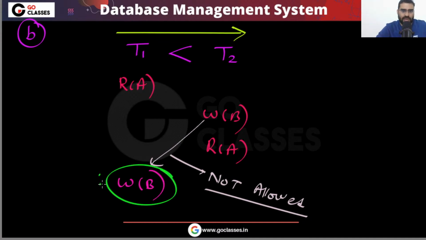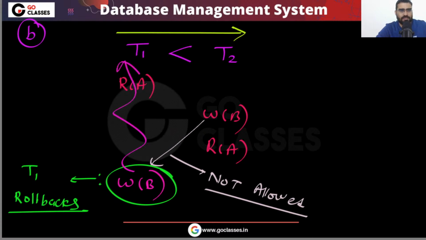So at this point of time, what will happen? You can see that T1 rolls back. T1 will roll back here also. So this is your answer. Very easily you can see, T1 will roll back, not T2.